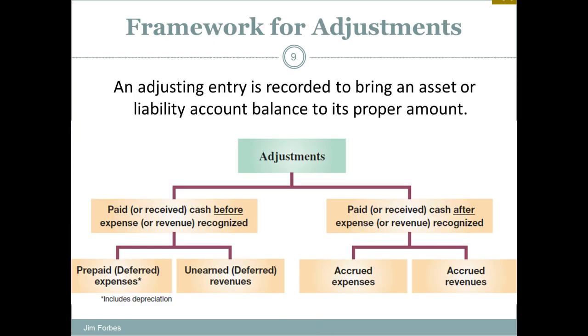Framework for adjusting. The adjusting entry is recorded to bring an asset or a liability account balance to its proper amount. What happens is that amount changes over time, and again, time becomes the ingredient that we have to reflect here. We might have paid or received cash, but when is it actually recognized, both on the expense and on revenues? So we're going to go into the accrual basis here. It also will now bring up another component for equipment. This includes depreciation expenses.